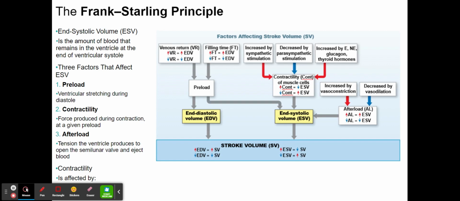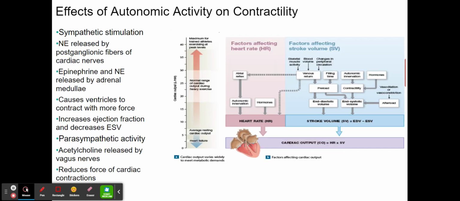After the ventricle has contracted and ejected the stroke volume, the amount of blood that remains in the ventricle at the end of the ventricular systole is the ESV. Three factors that influence the ESV are the preload, which we talked about earlier, the contractility of the ventricle, and the afterload. Contractility is the amount of force produced during contraction at a given preload.